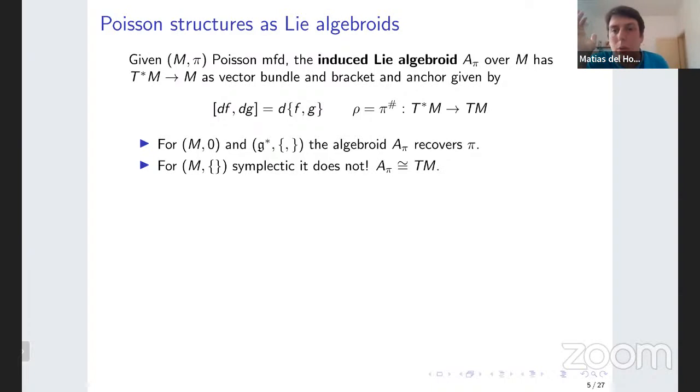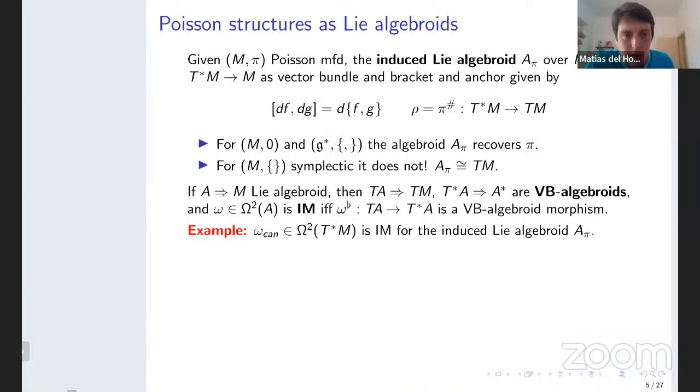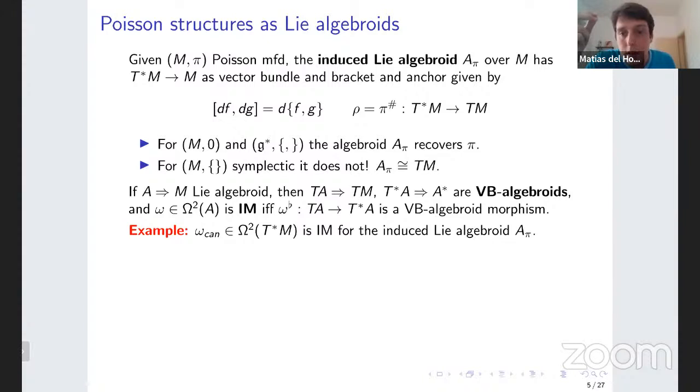Okay, so now what you're talking about is just A_pi itself without explicit isomorphism to T*M. Exactly, the isomorphism type. It's very subtle what I'm telling you, because of course you can recover the whole structure if you realize that there is a compatibility between the Lie algebroid structure and the canonical symplectic form on the cotangent bundle.